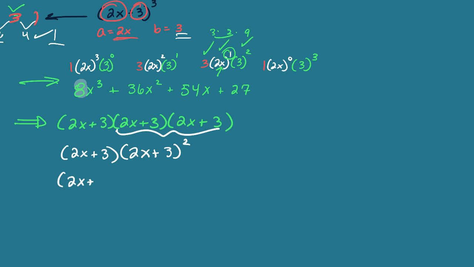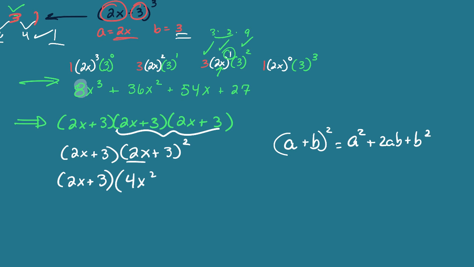Now the nice thing is, this one right here, this is a shortcut. We know how to square binomials now. Remember the formula for squaring is a squared plus 2ab plus b squared. And so this is a squared. I multiply 6x and double it. Now I square the b.